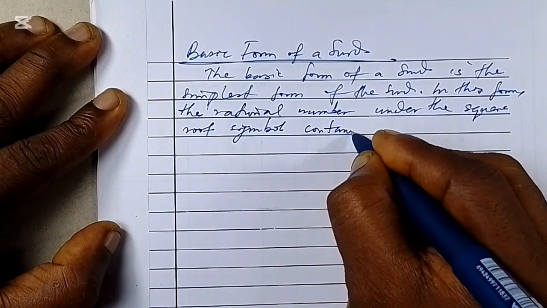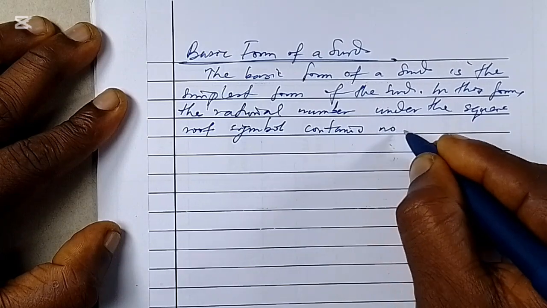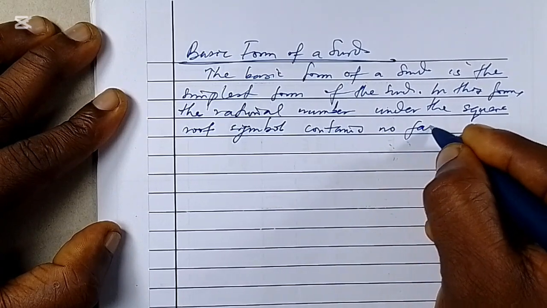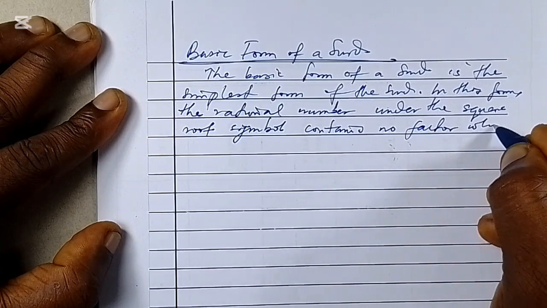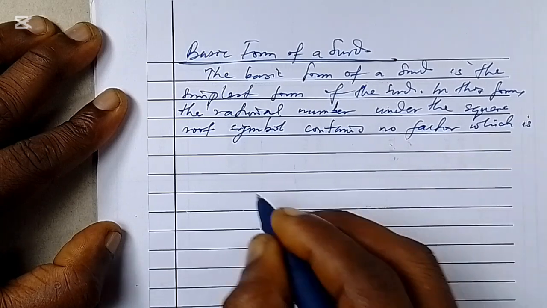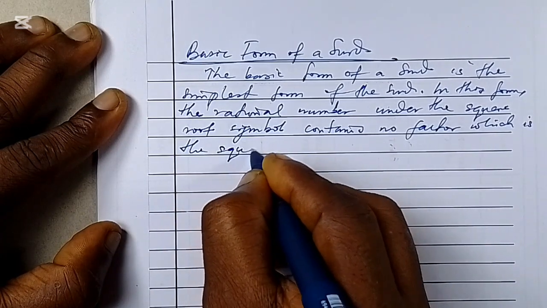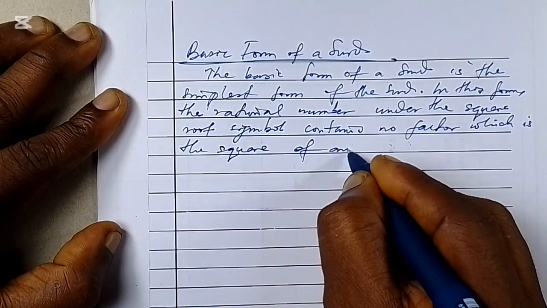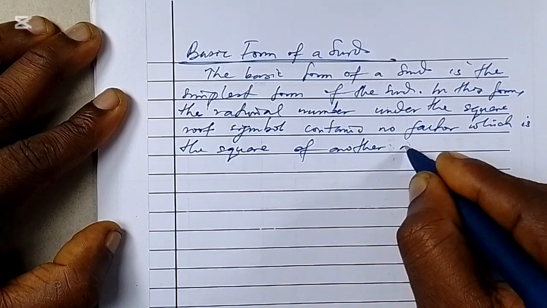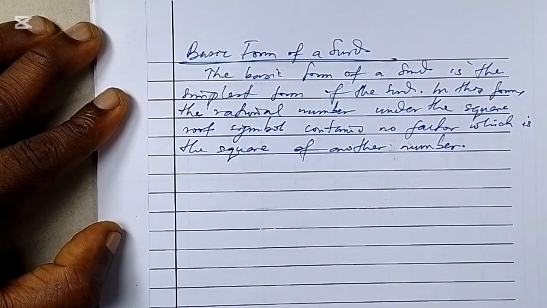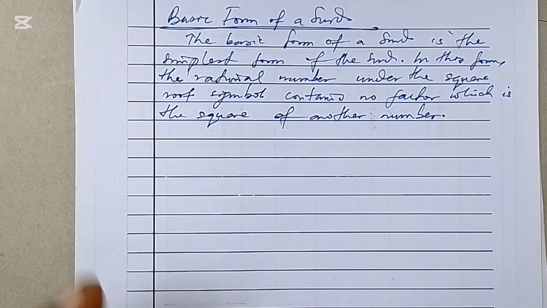contains no factor which is the square of another number. Now I'm going to explain this. You know that a surd is formed by taking the square root. A quadratic surd in particular is formed by taking the square root of a rational number.